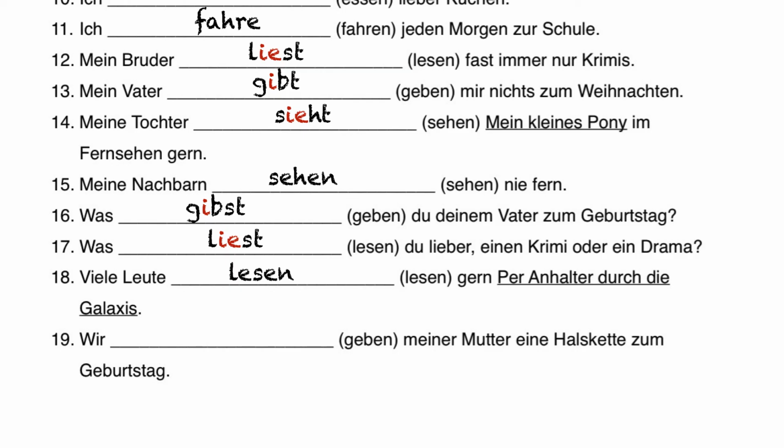Nummer 19. Wir blank meiner Mutter eine Halskette zum Geburtstag. Wir is the subject because it's always the subject, otherwise it becomes uns, and so we use here the wir form of geben, geben. Wir geben meiner Mutter eine Halskette zum Geburtstag. We are giving my mother a necklace for her birthday.